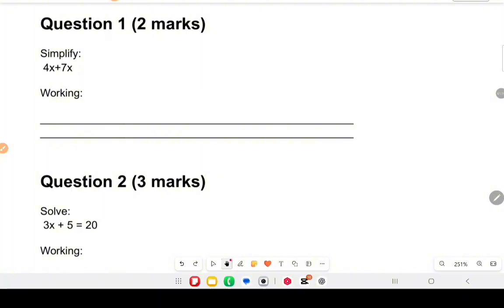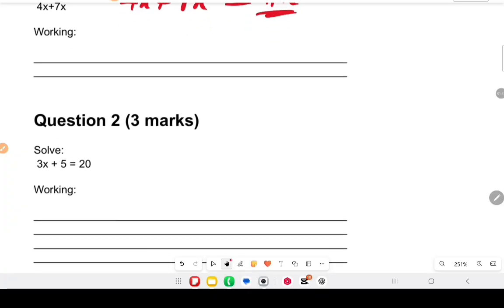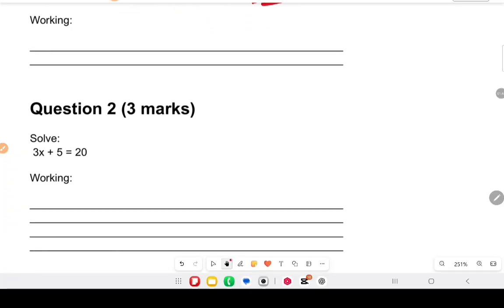Question number 1 says 4x plus 7x, which is equal to, this is very simple, 4x plus 7x gives us 11x. So the answer is 11x. Then we move to the second one, which is linear equation.